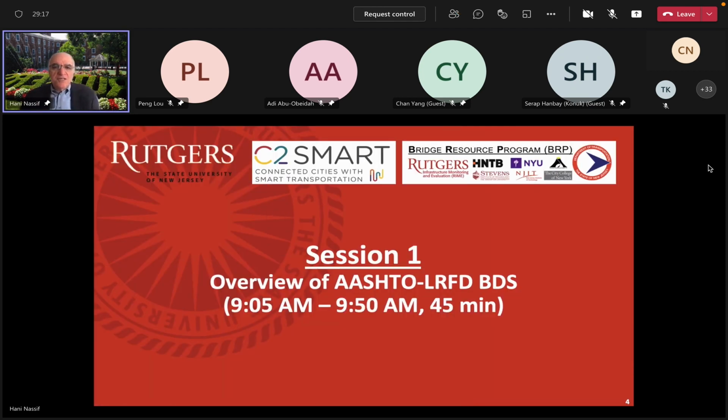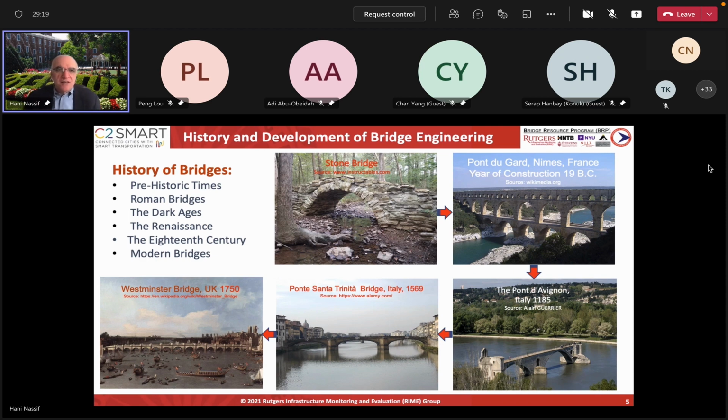So for the first session, let me start by giving you just a very quick background on what bridge engineering is, how bridges evolved over time, and what the history behind bridges is.